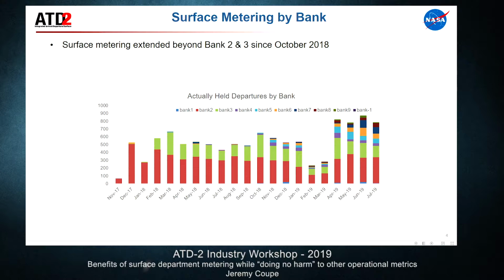As we said, we started off with bank 2, and we essentially metered bank 2 only until February. You can see a little bit of, I'm colorblind, I think it's green, mainly because they test the systems every once in a while. But you can see that the red has been the dominant bank where we achieve most of the gate holding. The green here is bank 3. Starting in November of 2018, for a little bit of time, they started extending to additional banks, but really starting in April of 2019, you can see that surface metering has been extended to those additional banks.